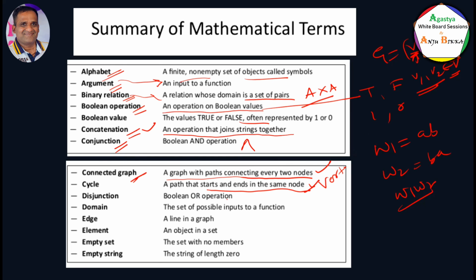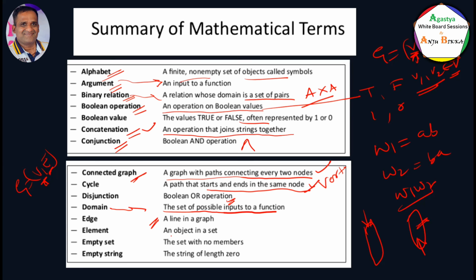Then disjunction is OR, conjunction is AND. So what is a domain and a range? We discussed the set of possible inputs to a function. Now we can see here when we are mapping a function, this is called a domain, this is called a codomain, and also this is called a range. And also we discussed the edge. What is the edge? And we say G = (V, E), set of vertices and set of edges.